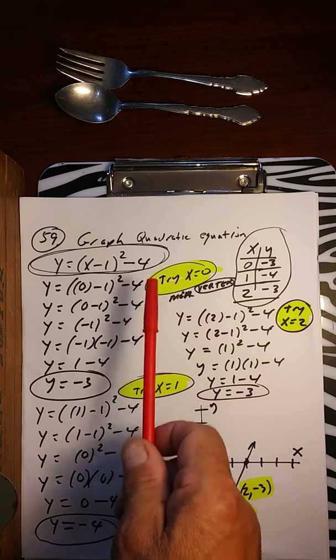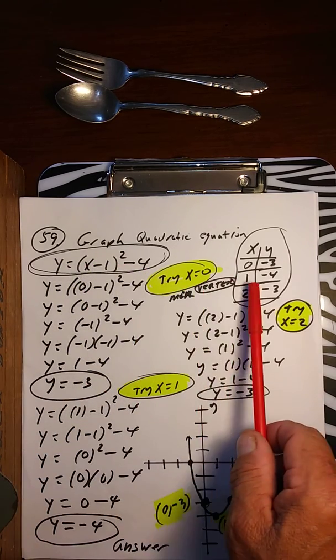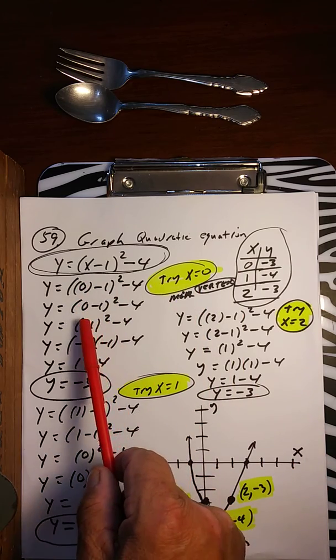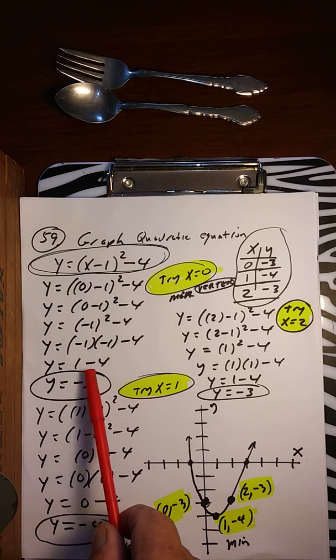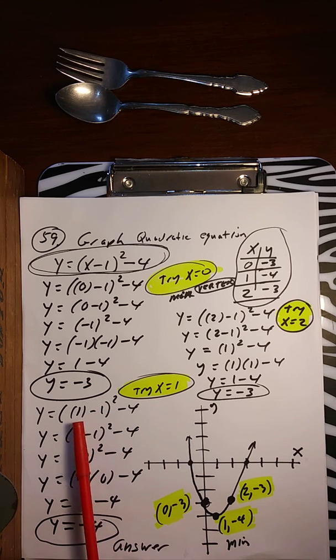Graph the quadratic equation. Okay. y equals x minus 1 squared minus 4. So I'm going to start with a 0. 0 minus 1 is negative 1. Negative 1 squared means negative 1 times negative 1 is 1, minus 4 is negative 3. Put a 1 in there. 1 minus 1 is going to be 0. 0 squared means 0 times 0. 0 minus 4 is negative 4.